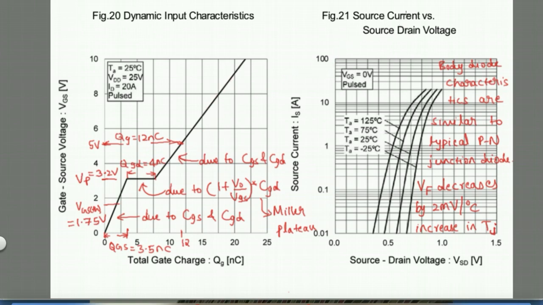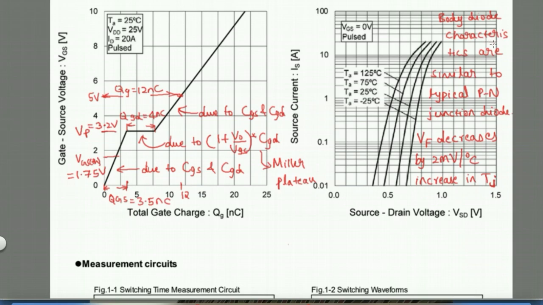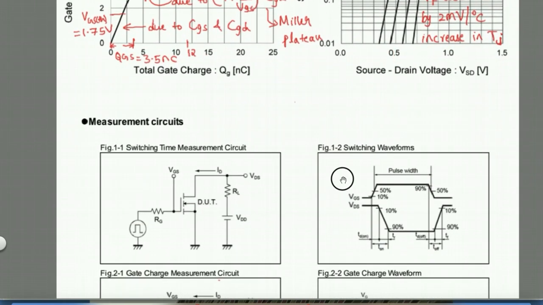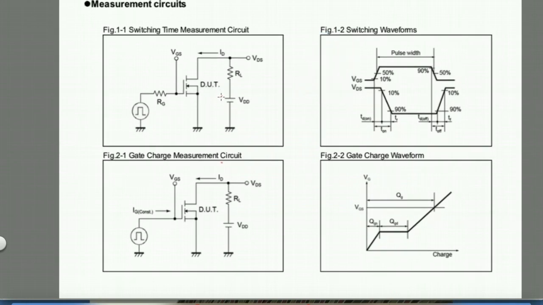Figure 21 provides the source current versus source drain voltage for the body diode. Body diode characteristics are similar to typical PN junction diode characteristics, wherein the forward voltage decreases by 2 millivolt per degree Celsius increase in junction temperature. These are the measurement circuits that were used for the timing characteristics and the gate charge characteristics.